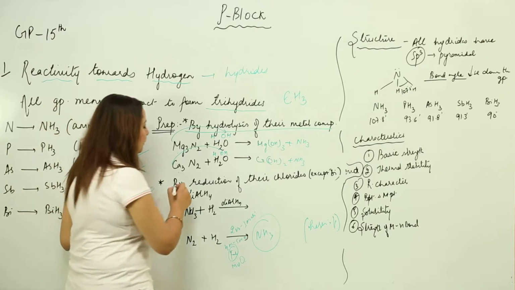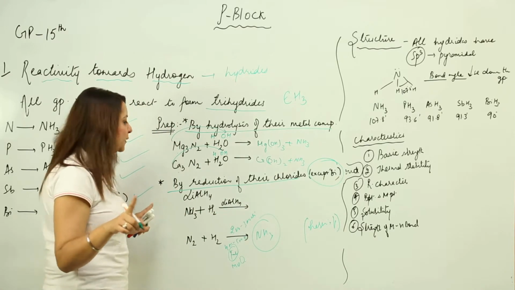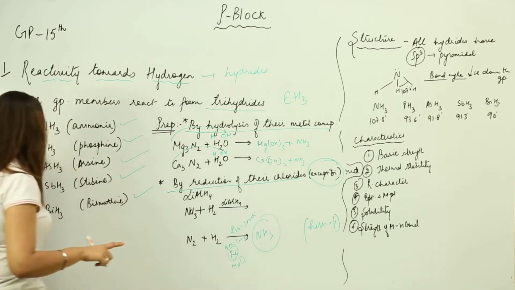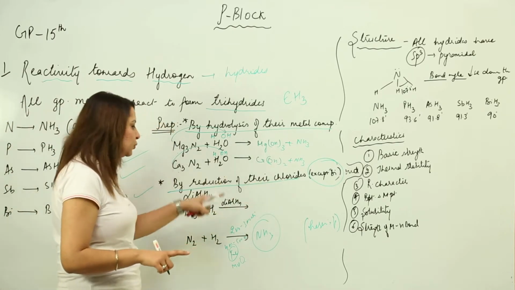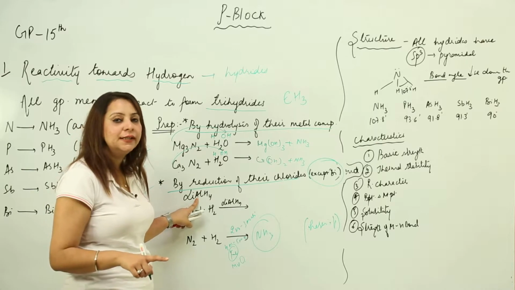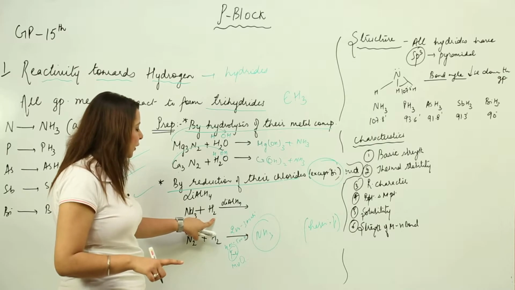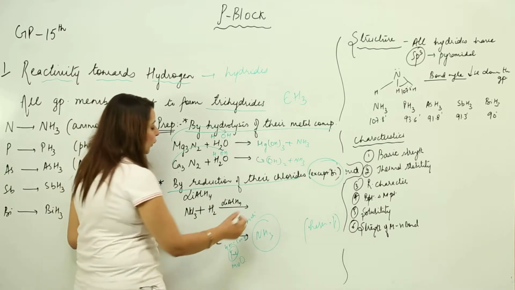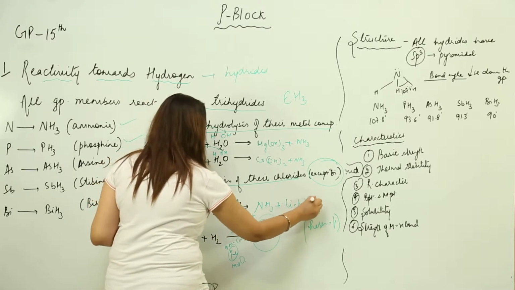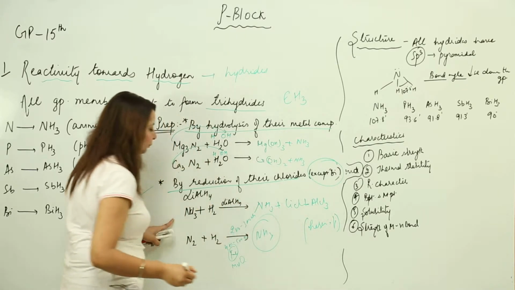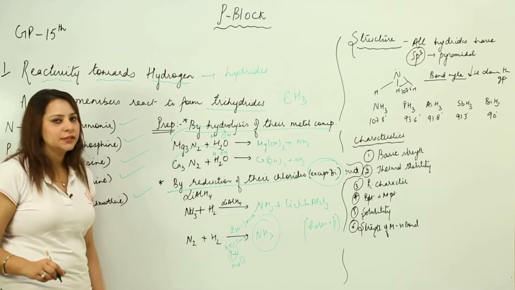Likewise we can also form them by the reduction of their chlorides, but not for bismuth. We cannot use this method for bismuth. For nitrogen, phosphorus, arsenic and antimony, we can take their chlorides and reduce them in the presence of a powerful reducing agent, lithium aluminium hydride. Suppose I have NCl3, I reduce it in presence of this reducing agent. What do I have? I have NH3, LiCl and aluminium chloride, right. So by reduction of their chlorides in presence of LiAlH4 we can have this kind of compounds.